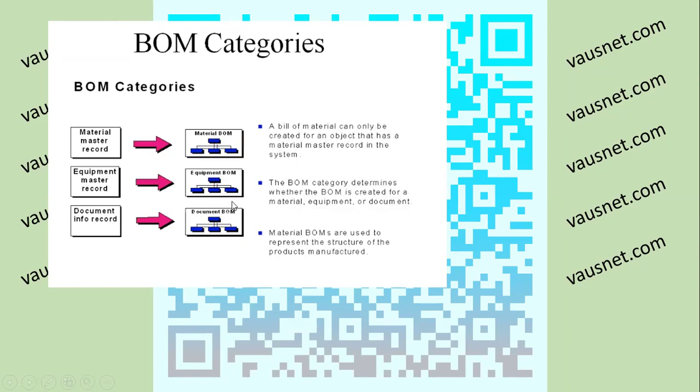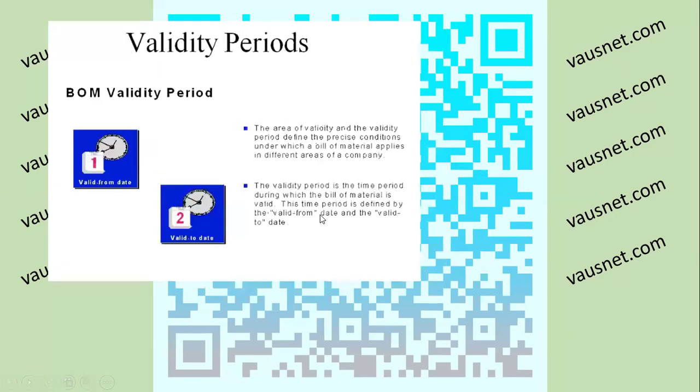As I said, if you want to create an equipment for industrial purposes, that will require certain equipment bills of materials to be made, and the master record of that equipment has to be there in the system. Material BOMs are used to represent the structure of the products manufactured. A document BOM, as I have told you, is basically a series of steps required for a service to be rendered.